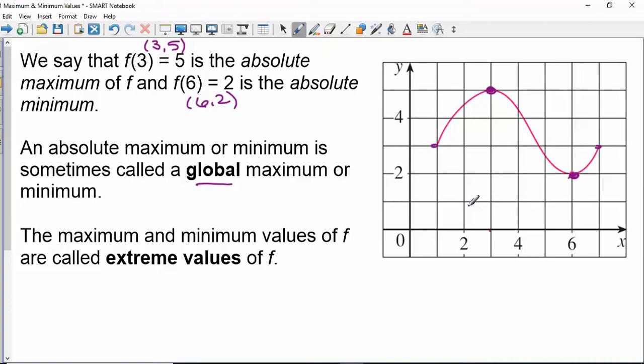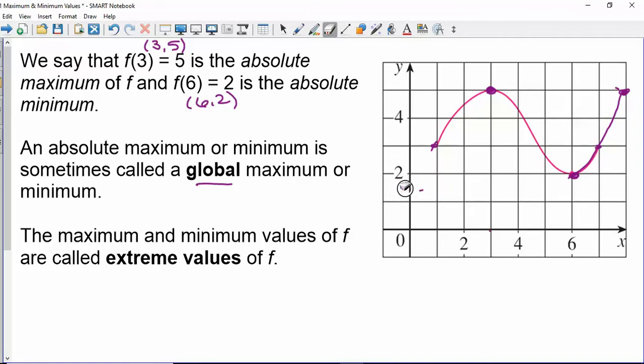Could a graph have multiple maximums, absolute maxes and mins? Only if it was the same. If my graph ended right here, could we still say these two are both absolute maxes? Yeah, because they hit the same y value, but that's the only way you could have more than one. What if my graph kept going down over here? What would my absolute minimum be? Yeah, so if there's not an actual number, we just say none.